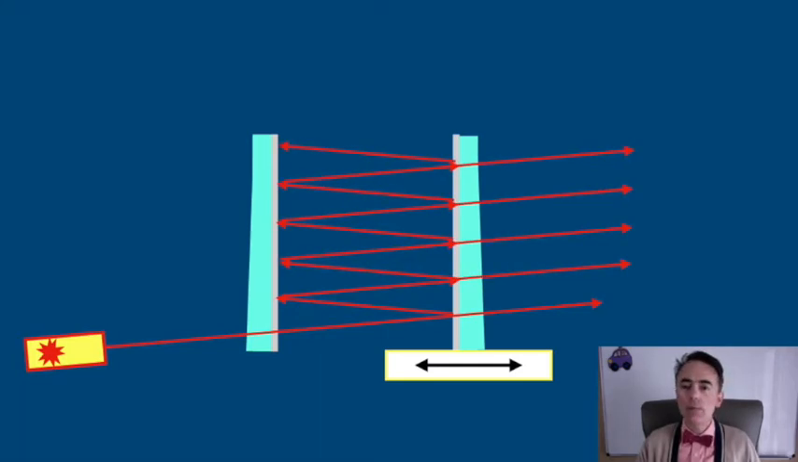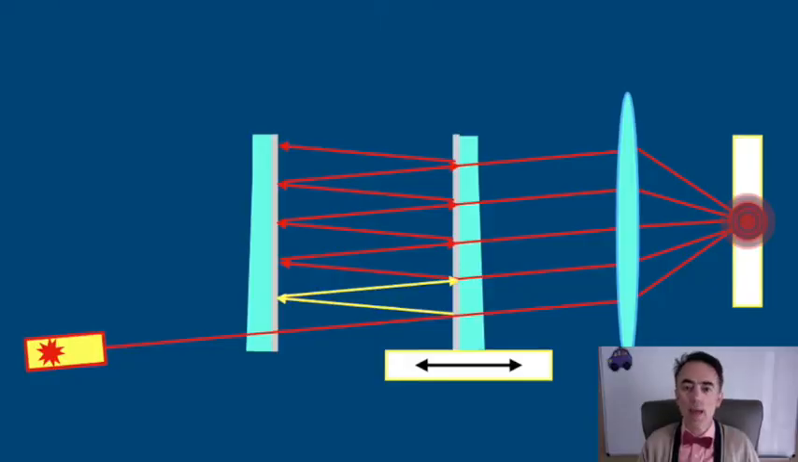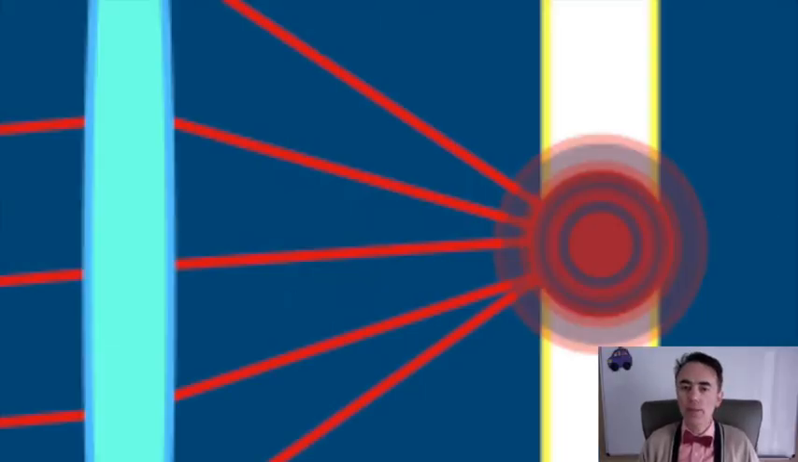Light rays leaving the etalon will be parallel. Then you can put a collimating lens to bring all those rays to a point on the screen or a detector. Depending on the path difference, you will have constructive or destructive interference, and you will have an interference pattern.